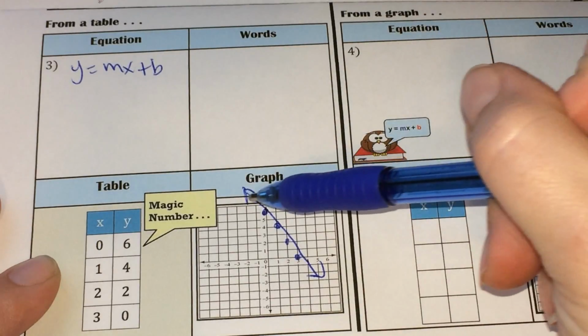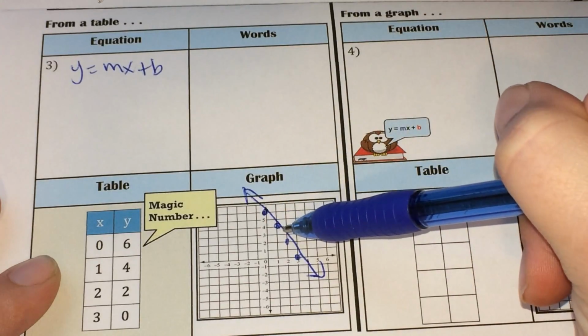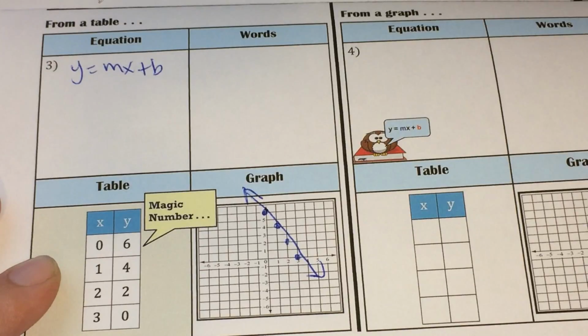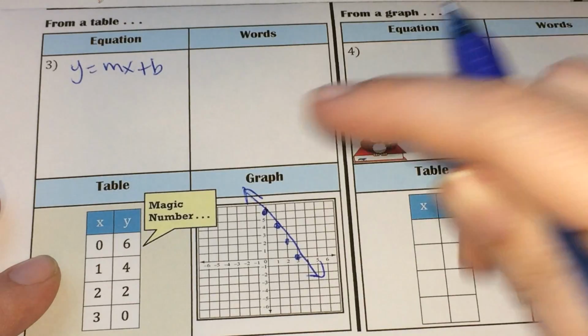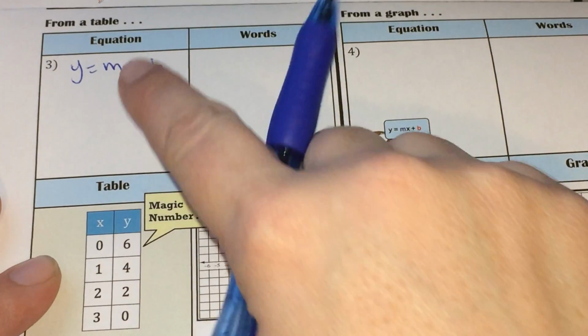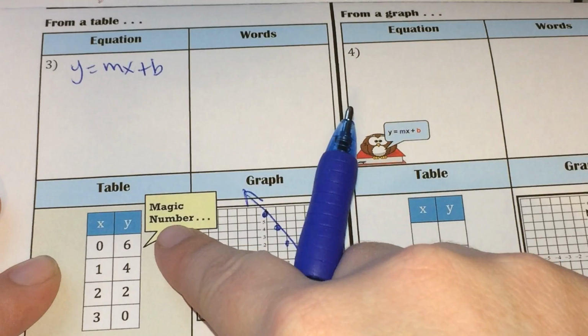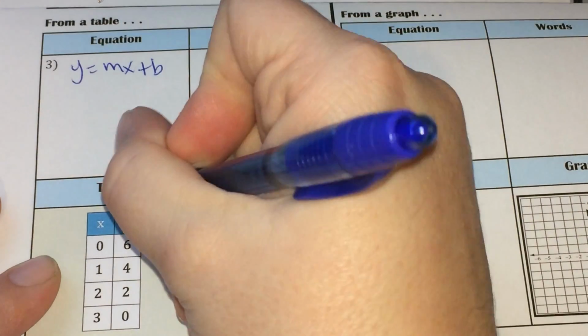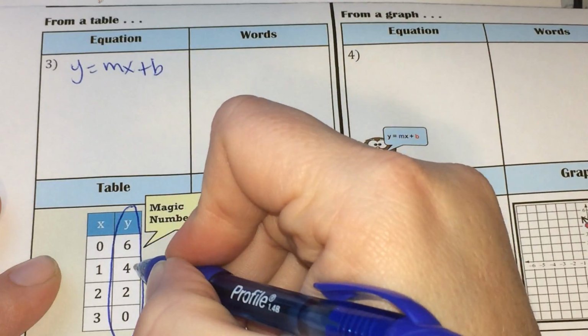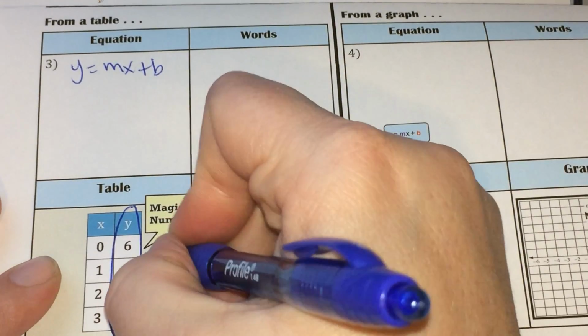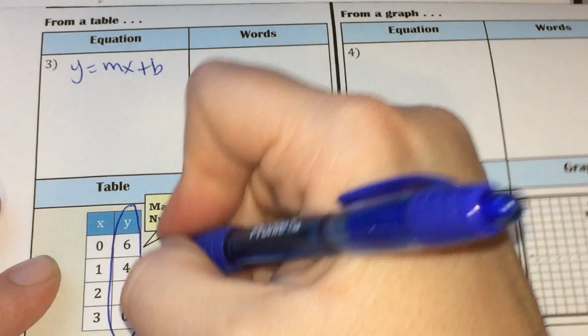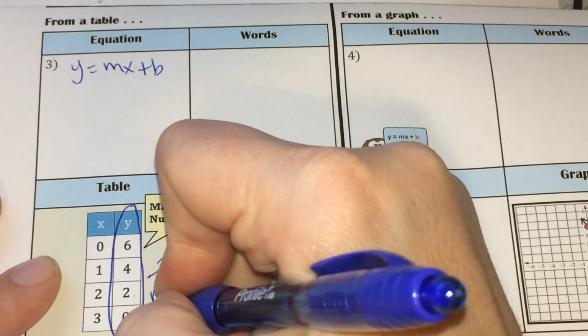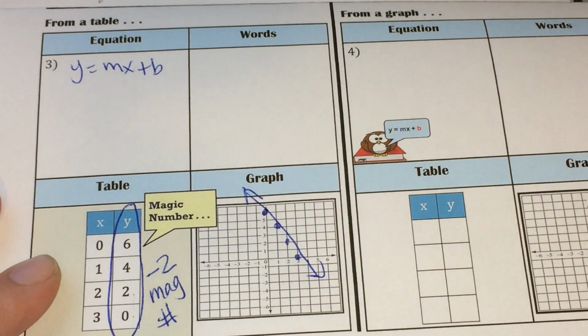I'm actually noticing here that I would be falling and running, so this is going to have a negative slope. But I think I want to practice using just the table to come up with an equation. And remember, we're going to use the magic number trick. And here's how it goes. We're going to look at our y's, and we're going to see what the pattern is. 6, 4, 2, 0. I am subtracting 2 each time, so that means my magic number is -2.